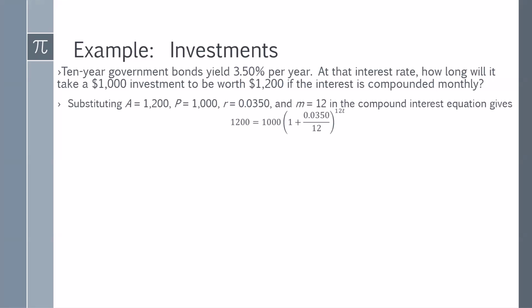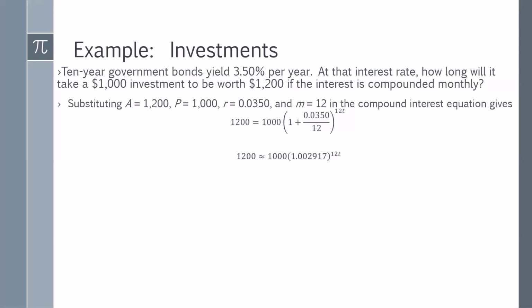Using the compound interest formula, we get 1,200 is equal to 1,000 times 1 plus 0.035 divided by 12 to the power of 12t, which we can simplify to say that 1,200 is about 1,000 times 1.002917 to the power of 12t. We say approximately here because 0.035 divided by 12 isn't exactly 0.002917.